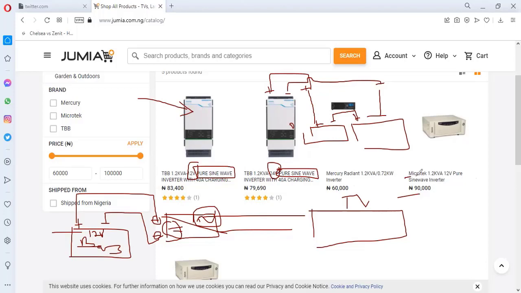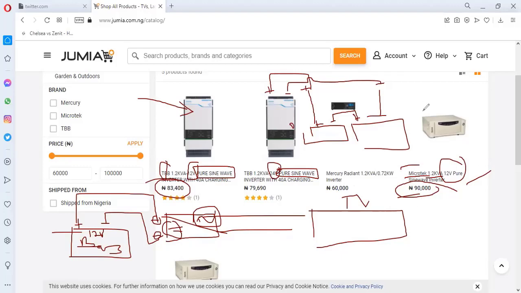This is another product, Microtech. This one is TBB, that's the brand name. This is Microtech. This is 1.2 kVA, 12 volt also. It's a pure sine wave. But look at something. This is 83,400 naira. This is 90,000 naira. So it's your choice to look at the product, look at the feature.